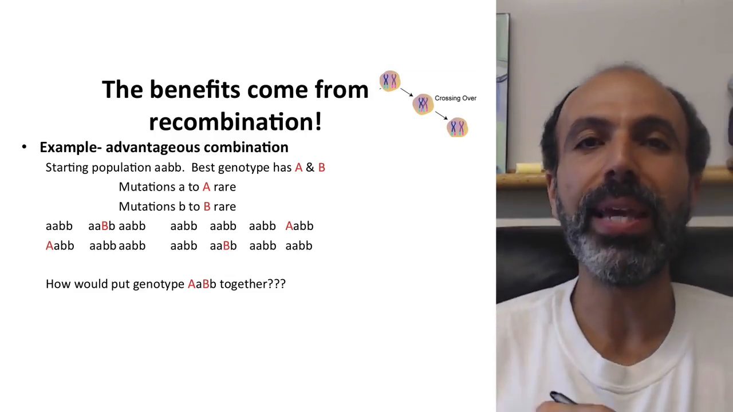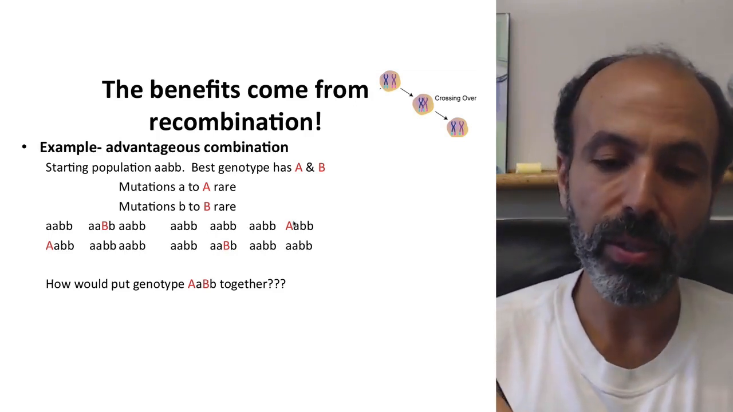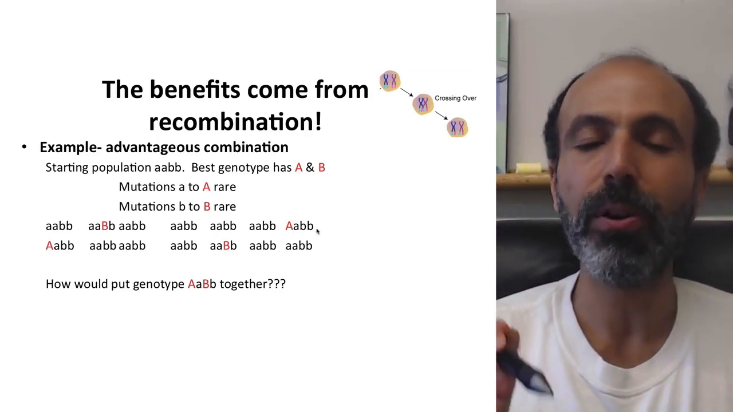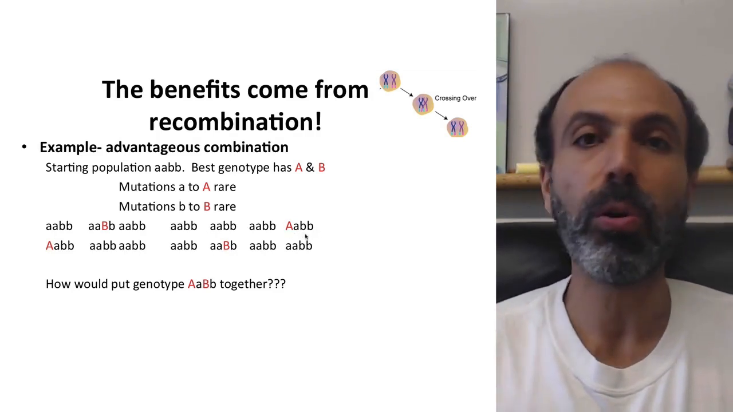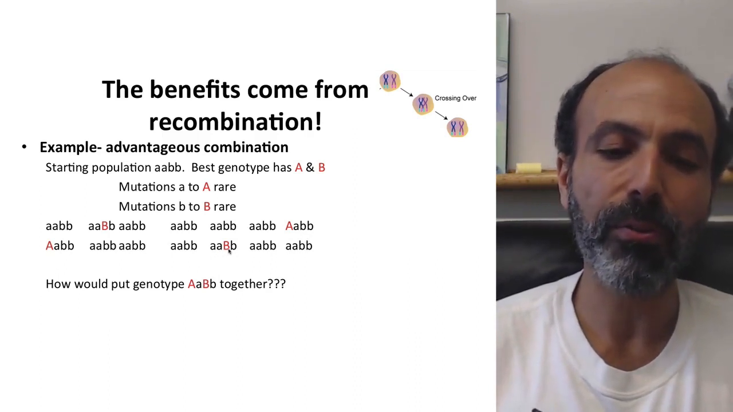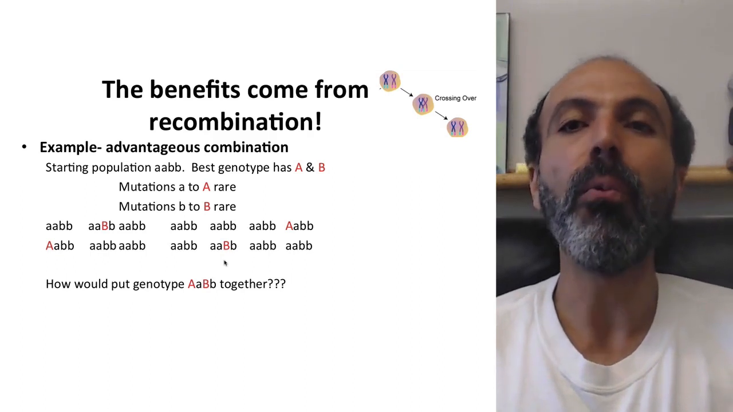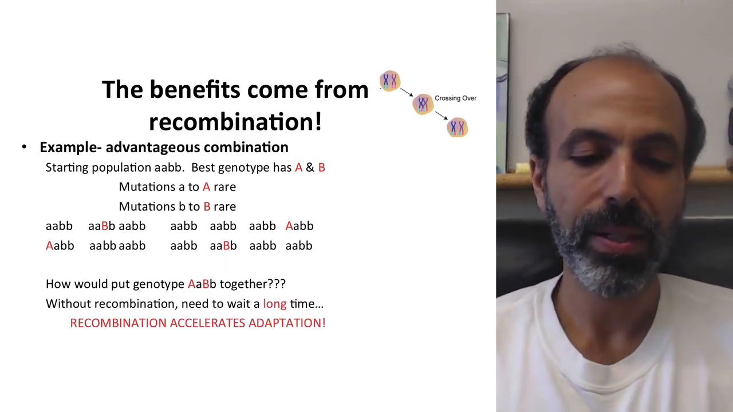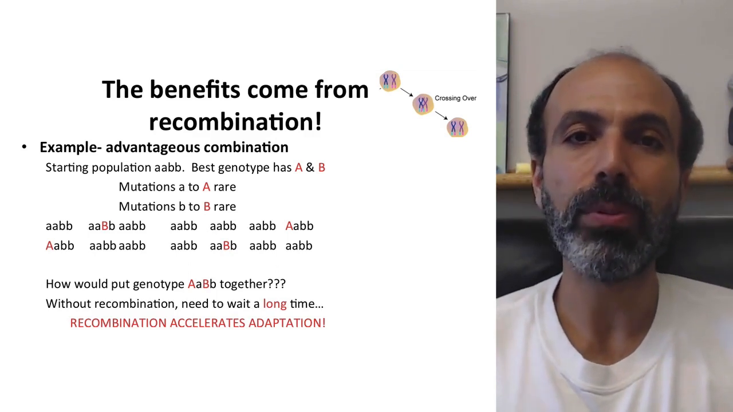If you have only asexual reproduction, you basically have to wait for that mutation to arise. So here, this individual has a big A, you have to wait for a big B mutation to come up in either this individual or one of its offspring in the future. In this individual here, you'd have to wait for a big A to arise either in this individual or in one of its offspring. You have to wait for mutations. So without recombination, you need to wait a very long time to get the optimal genotype.